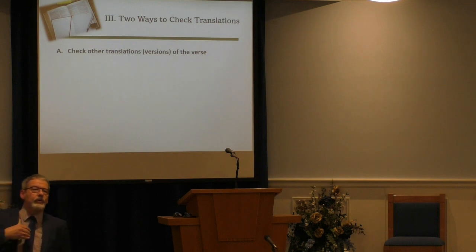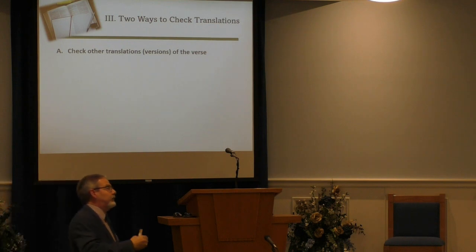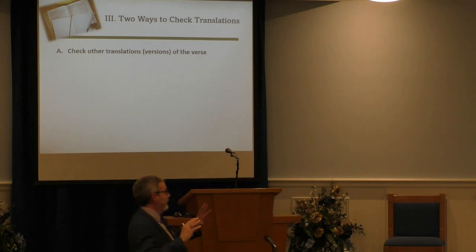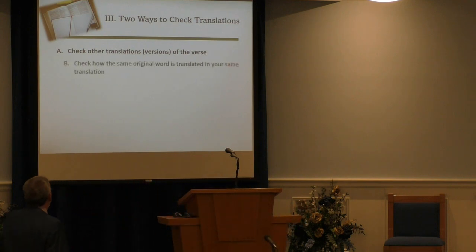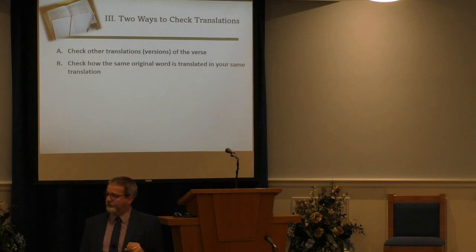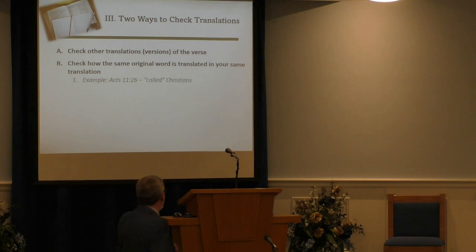And so I may go to the American Standard, the New International, the English Standard, the New American Standard, and I check other translations to see what they say, and they'll help my understanding of that. But the other way is to check how that same original word is translated in your same translation, your preferred translation. Does that make sense? Let me give you an example.